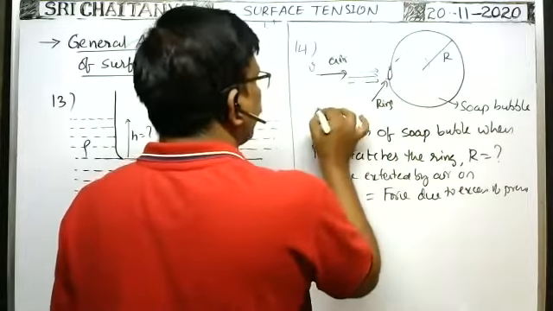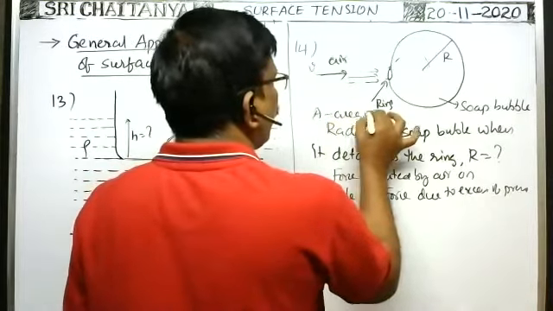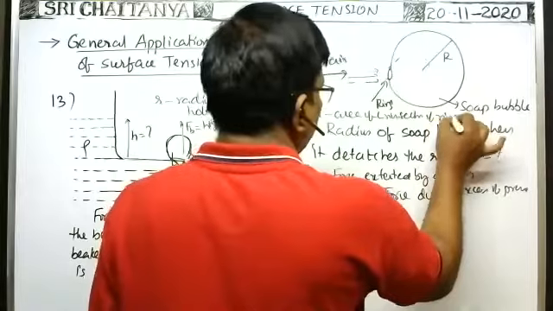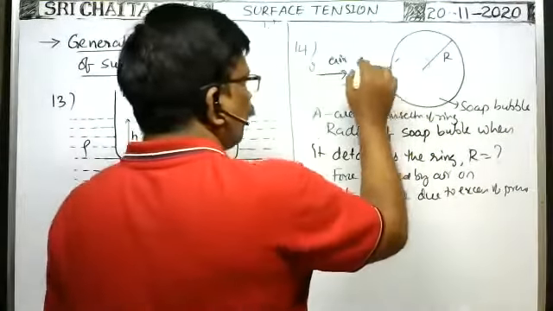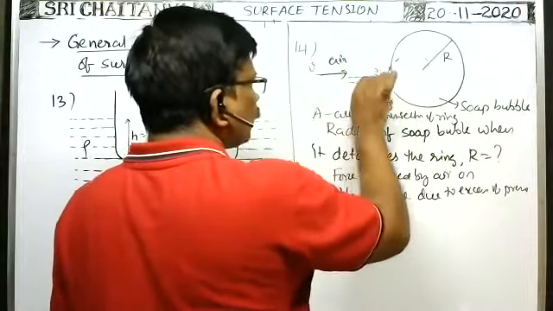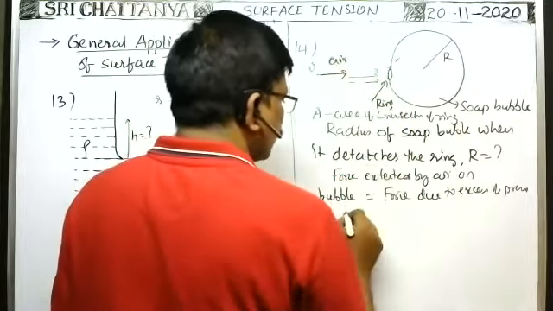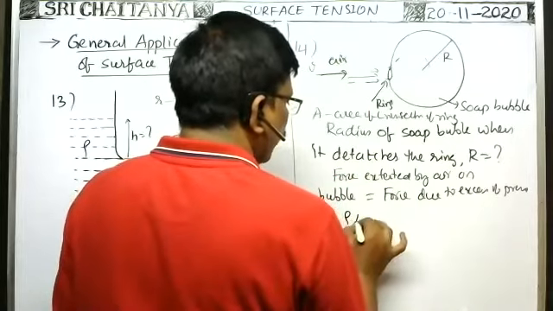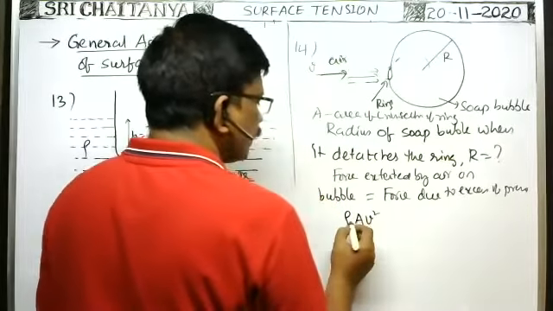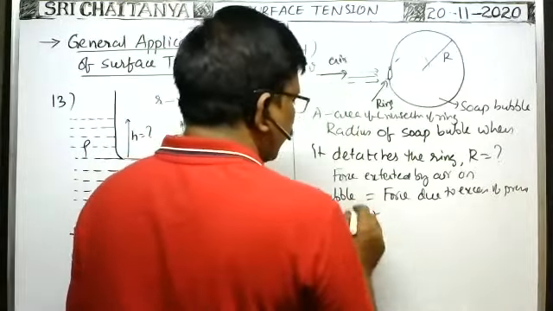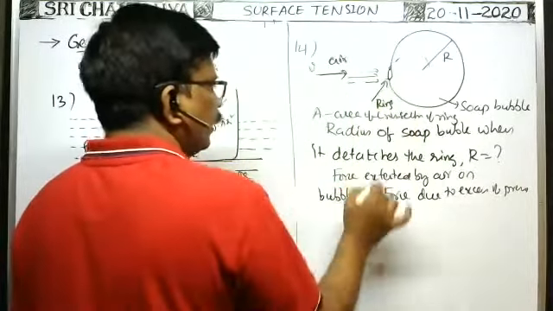Okay. A is the area of cross section of the ring, capital A. Then the force exerted by air entering through the ring into the bubble with a velocity v is rho into A into v square, where rho is the density of the air. So it is rho a into the area of cross section of the ring into v square.